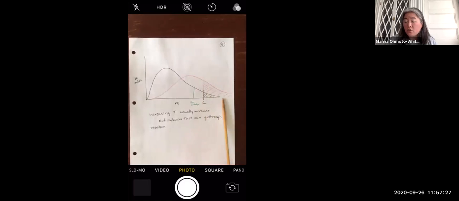The pink curve shows what happens when I increase the temperature. An increase in temperature usually increases the number of molecules that can go through the reaction. I'm shifting the curve to the right, and even though the activation energy doesn't change, the area under the curve is greater, so more molecules can undergo the reaction. This is because I'm not changing the activation energy; an increase in temperature means the molecules are moving faster, so I'm just doing more collisions in a certain amount of time.